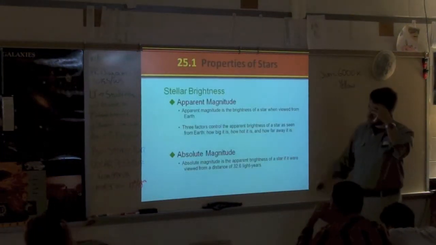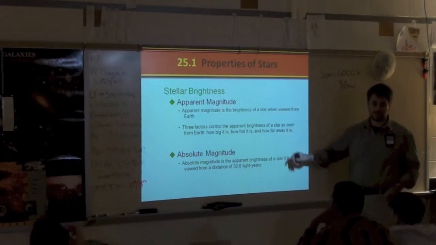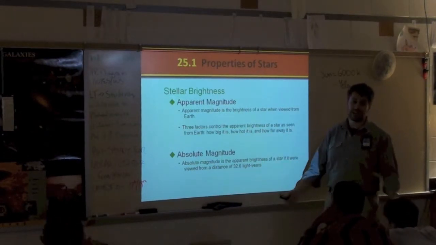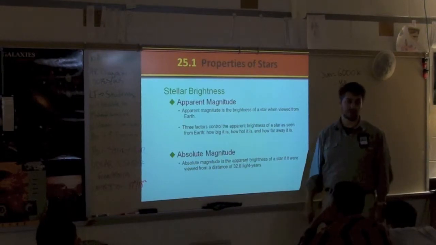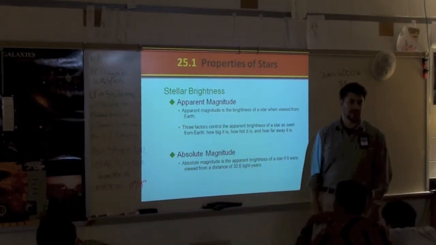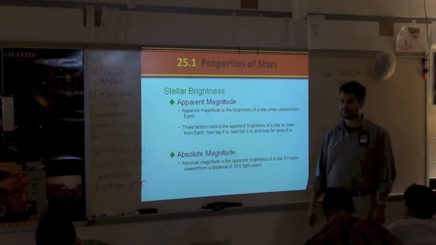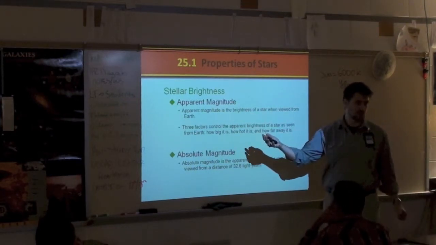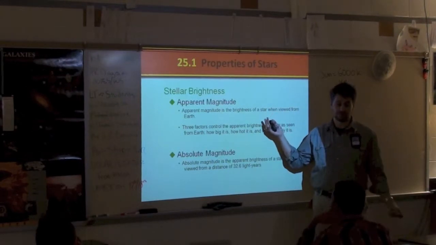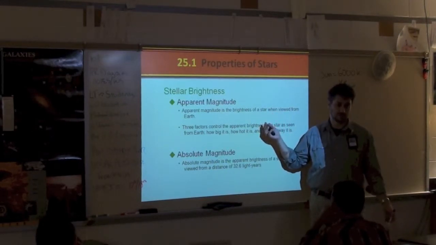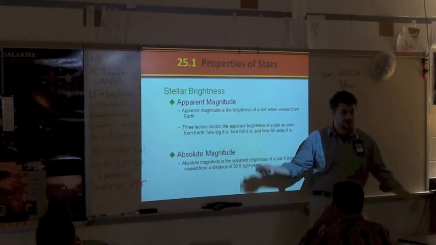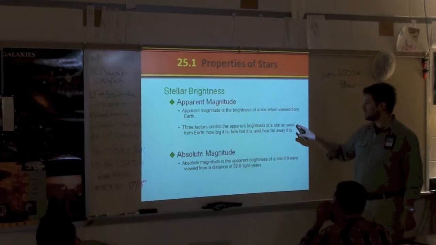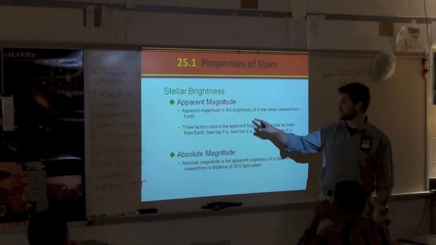Okay, a lot of you guys asked about this magnitude issue. This is very simple. Apparent magnitude, if you're standing on Earth and looking at different stars, especially our sun, it's pretty darn bright. Why is our sun so bright on Earth? Because we're really close to it. Not all stars are going to appear as bright as they do on Earth.